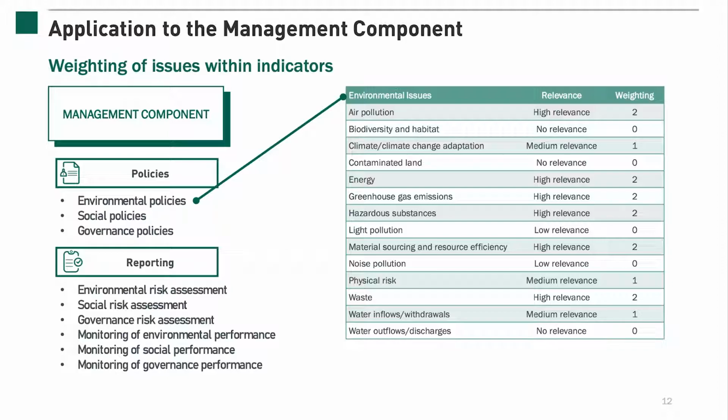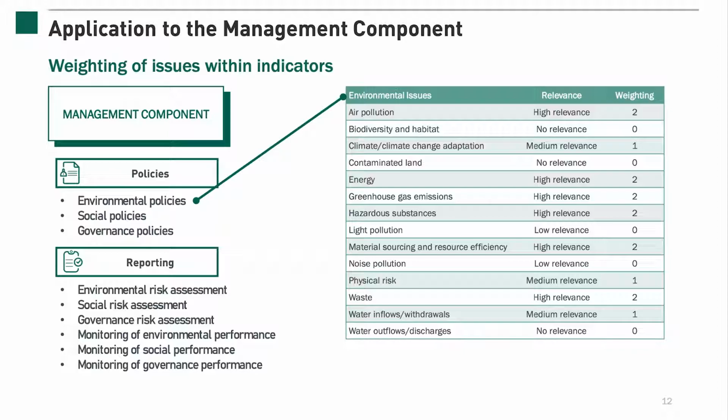Here you can see an example for the indicator on environmental policies. This indicator scores how well an asset's policies cover material environmental issues. The example shows the materiality for each of the environmental issues. Issues deemed to have no or low relevance are weighted 0 or not scored. Medium relevance has a weighting of 1, and high relevance a weighting of 2, or double that of medium.